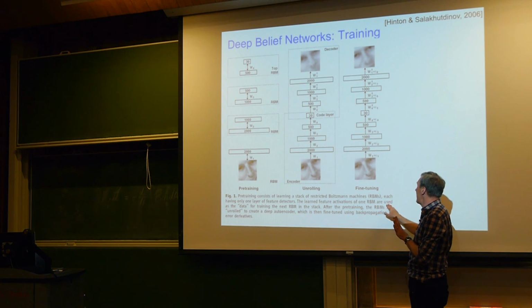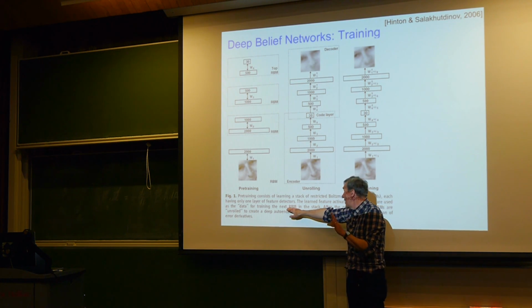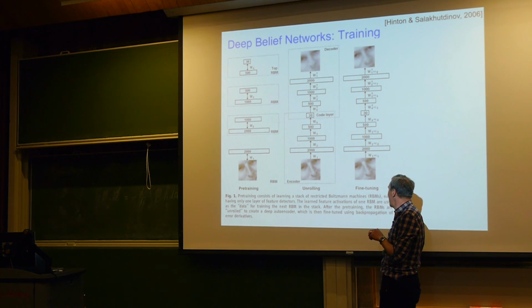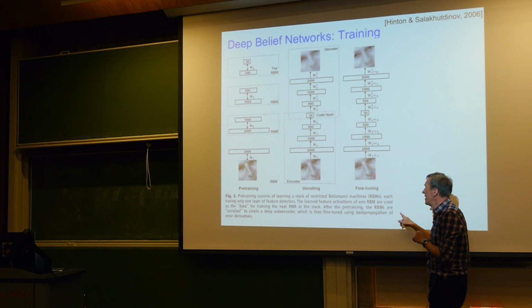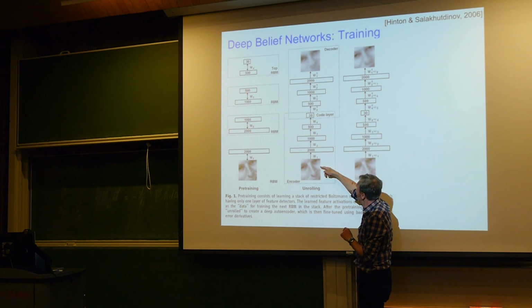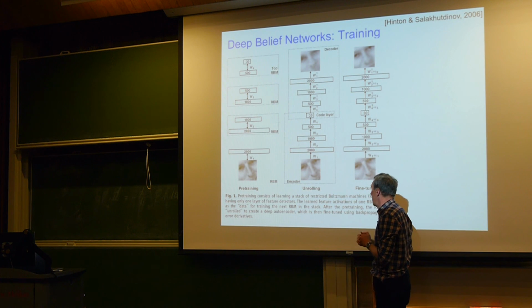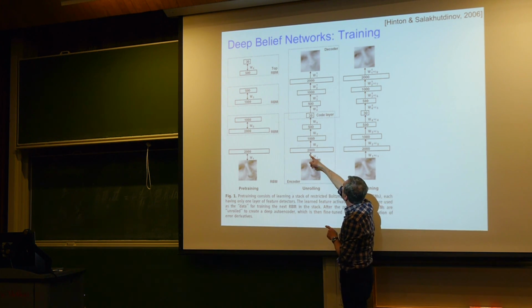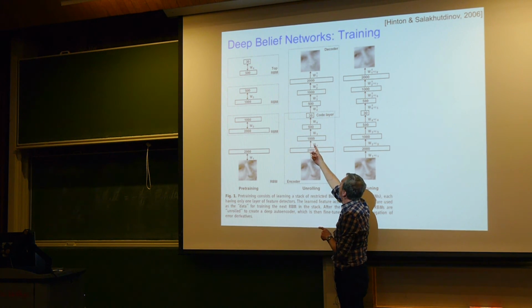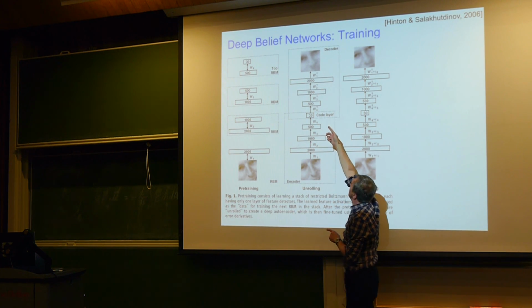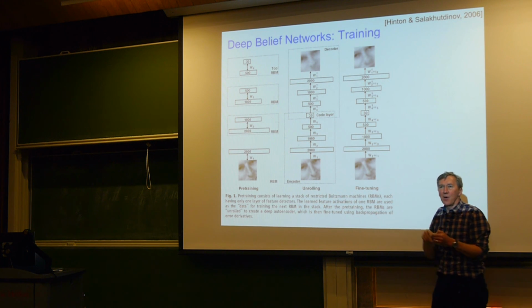The learned feature activations for one of those are used for the data to train the next one in the stack. After pre-training, these are unrolled this way to create one single deep autoencoder, where again these parameters are shared. So this matrix of weights W2, the transpose of that is used to do the decoding.